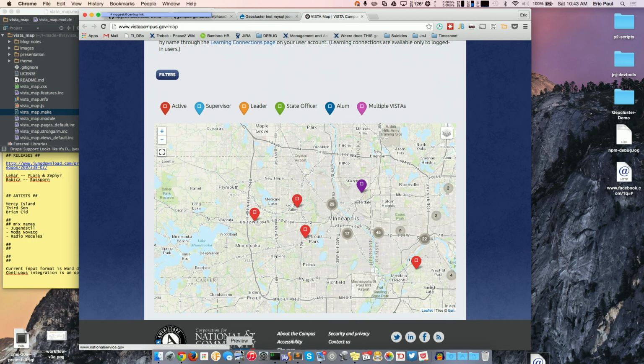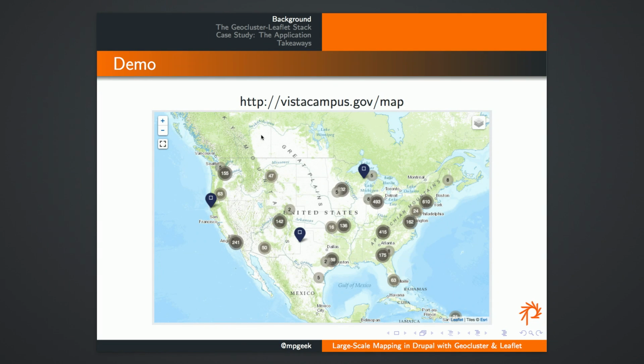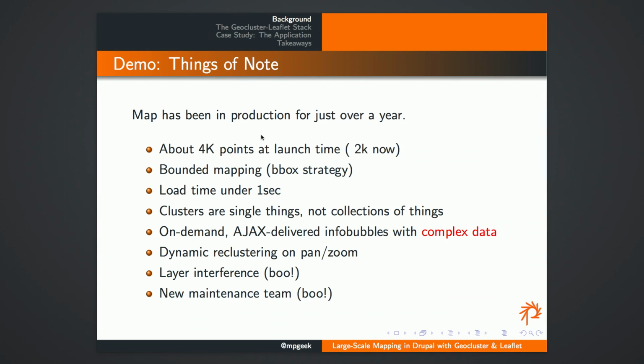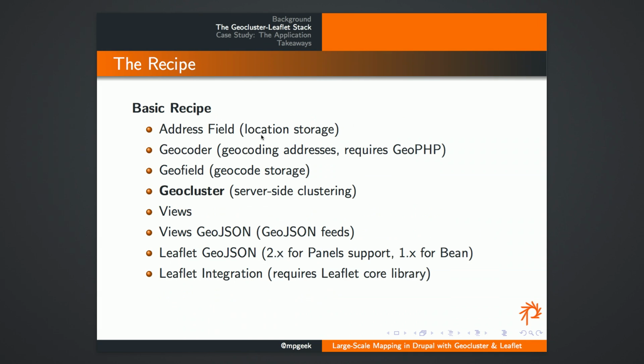Feel free to stop me if you have questions. There's a ton of information in here. I had the 2 boo items for the layer interference and the new maintenance team. So the basic recipe should look very familiar if you're familiar with maps. Address field for storing your locations, Geocoder to do the geocoding, Geofield to actually do the storage. The new element here is GeoCluster, which does the server-side clustering. Views, obviously, and then Views JSON for doing the feeds, and then an adapter module for Leaflet.